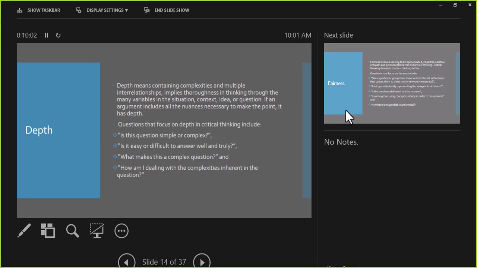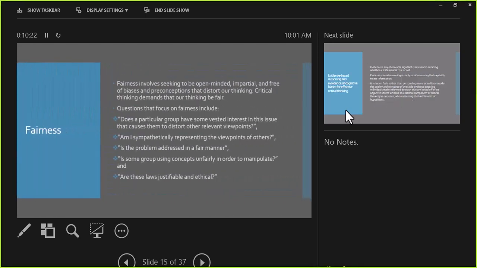Questions that focus on depth in critical thinking are, is your question simple or complex? This is just trying to identify the issue in hand. Is it easy or difficult to understand, to answer well and truly? What makes this a complex question, and how am I dealing with the complexities inherent in this question? These are the questions used to see whether our critical thinking is deep enough. Then there is fairness.